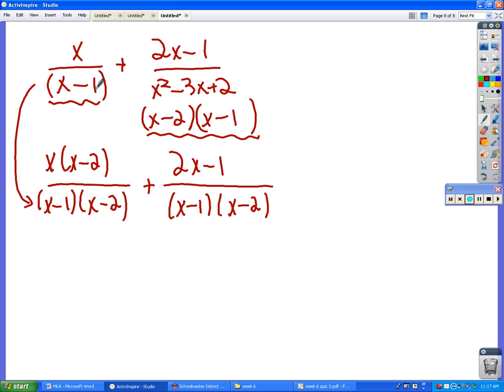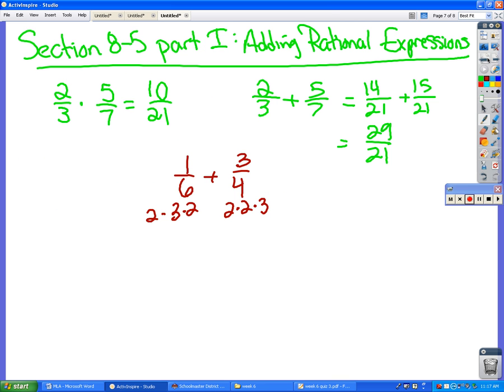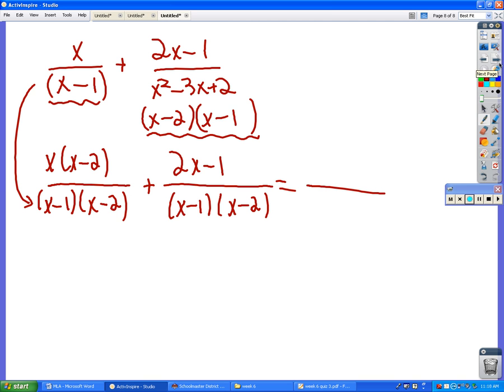Hold on. I know, but I'm trying to get you there. Do you understand why I have to multiply the bottom by x minus 2 to get them to match? Yes. So since I had to multiply the bottom by x minus 2, I have to multiply the top by the same thing. Okay, so now we have a common denominator. So I can write this, and remember when you add the fractions, do I change the denominator? No. So my final answer is going to still be x minus 1 over x minus 2.